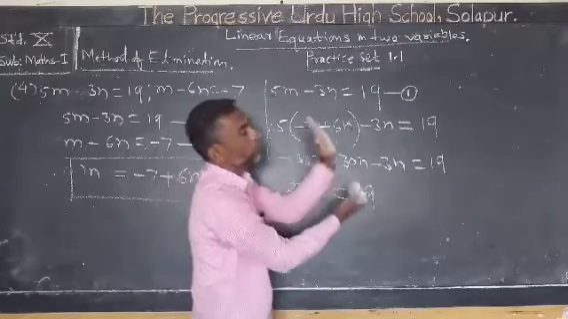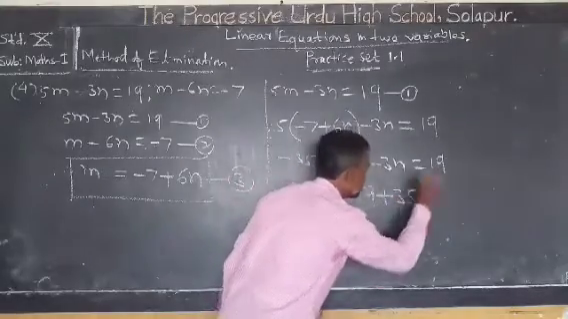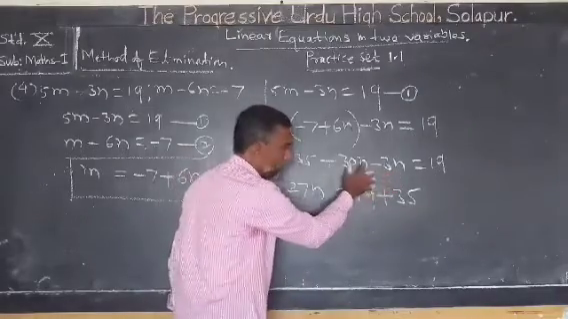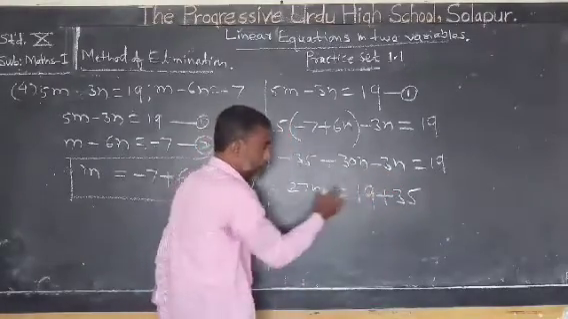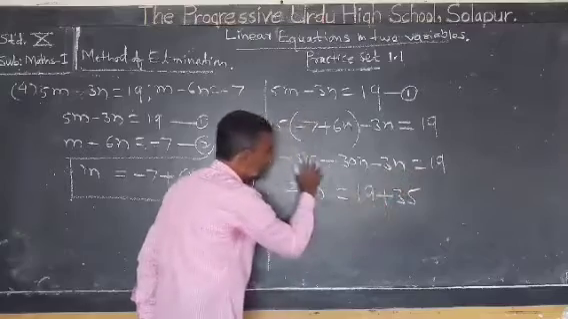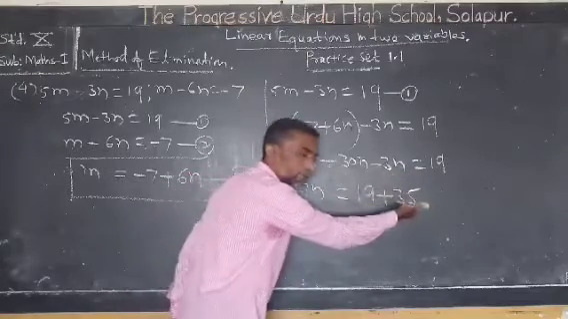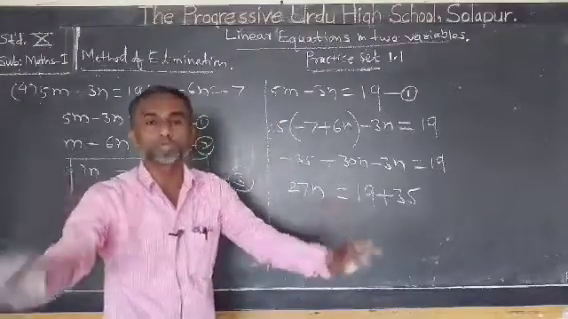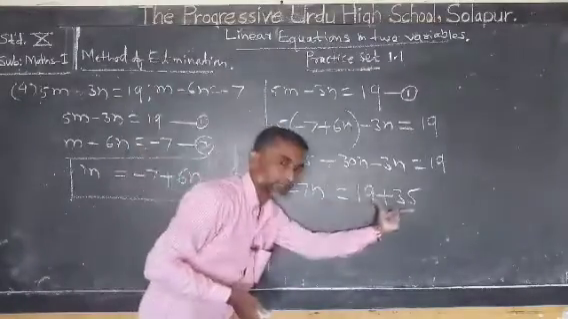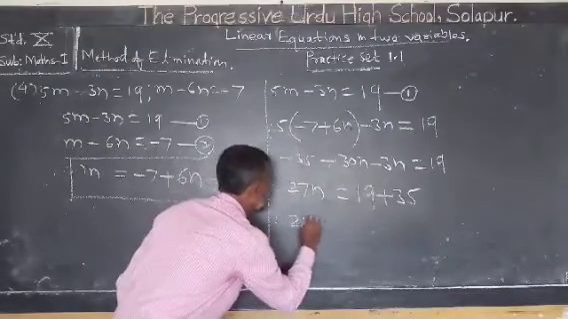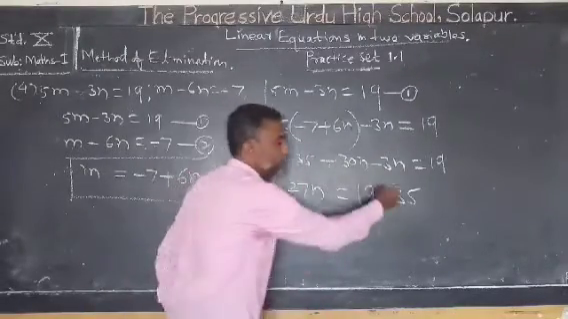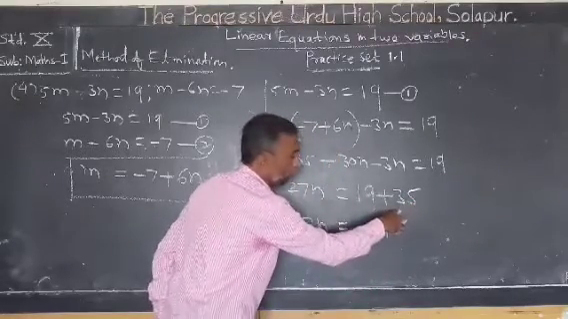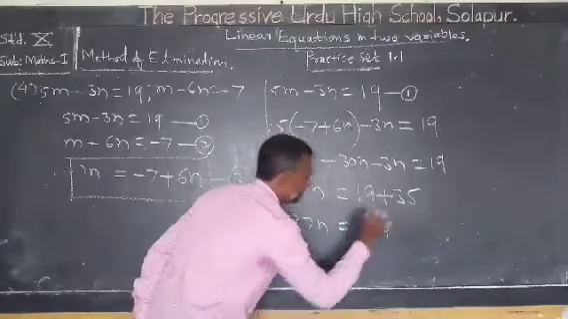Take this minus 35 to right hand side. It will become plus 35. What we have done? We have subtracted 3n from 30n, so it will become 27n is equal to 19 as it is. Actually what we have done is adding 35 to both the sides. We will get this equation. Now 27n is equal to 19 plus 35, which is 54.